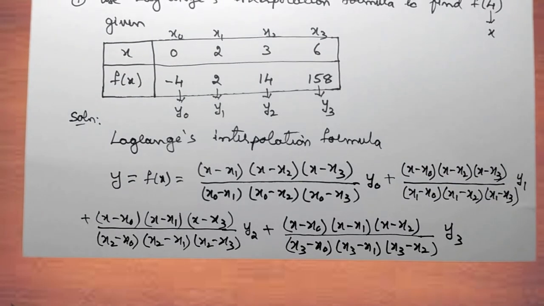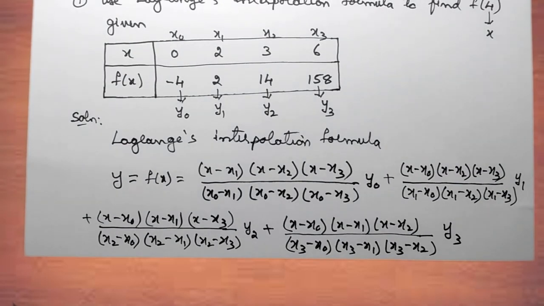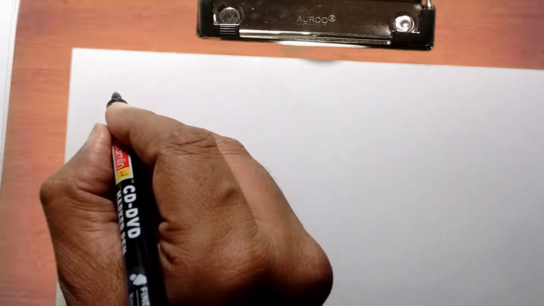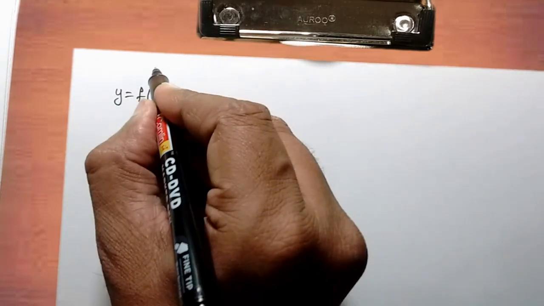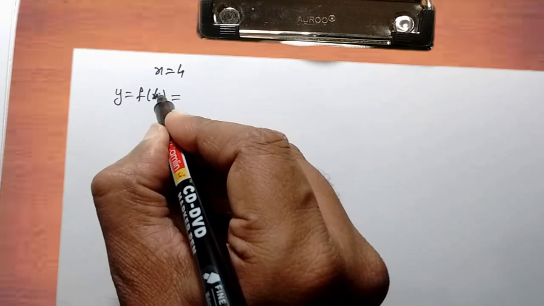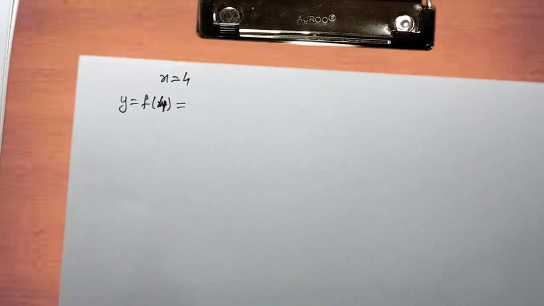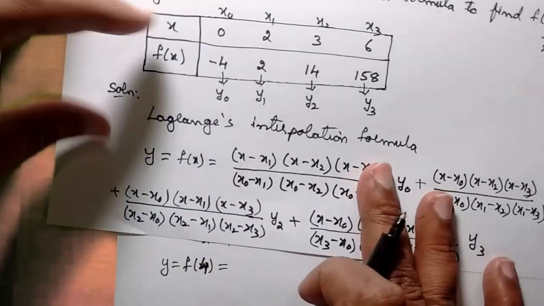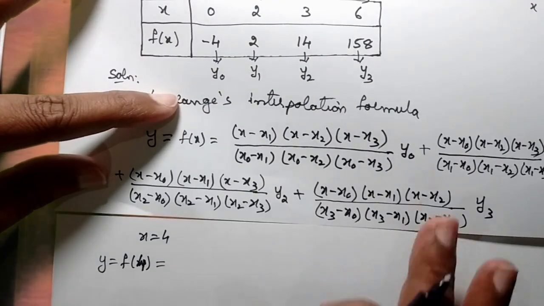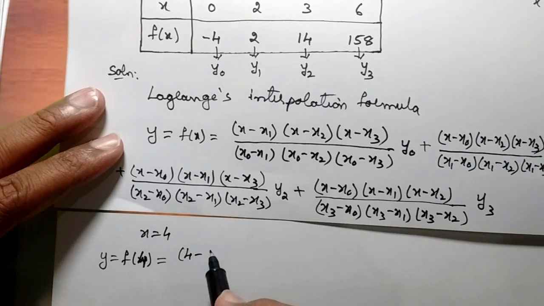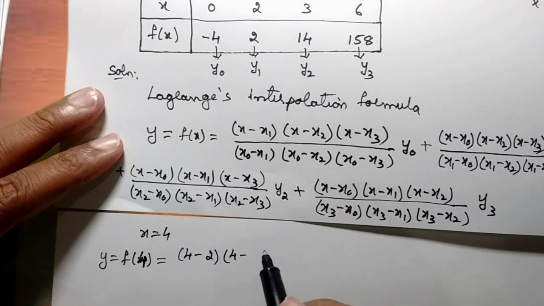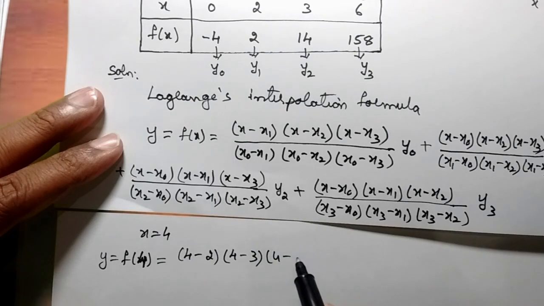Now we need to plug in the values over here. You already know the values of x0 to x3. You know the values of y0 to y3. So y is equal to f of x, here x value is how much? The x value is 4. So you can write f of 4 is equal to... you know this formula. Just plug in all the values over here. So the x value is 4. 4 minus x1 value, which is 2, into 4 minus x2 value, which is 3, into 4 minus x3 value, which is 6.